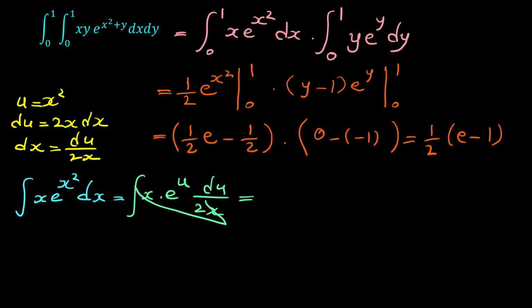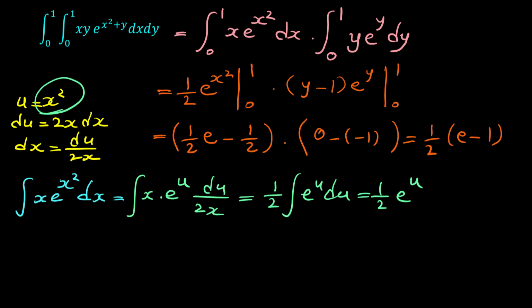If we cancel x with x, then we have 1/2 e to the u du. And if you put the 1/2 outside of the integral, we have the integral of e to the u du, and this equals 1/2 e to the u. But remember, u is x squared, so this is 1/2 e to the x squared plus c.